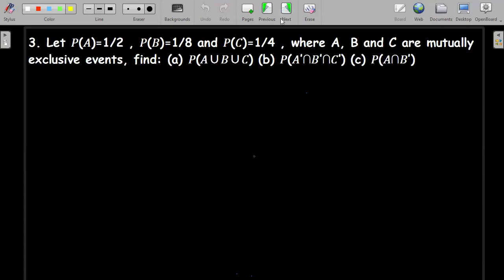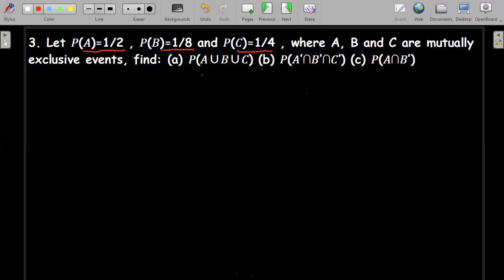All right, and then question 3. Now we have been given 3 events. So let's try to find the probability if we are given 3 events. The rules that we should follow are similar. Here they're saying the probability of A is 1/2, the probability of B is 1/8, the probability of C is 1/4, where A, B, and C are mutually exclusive events.